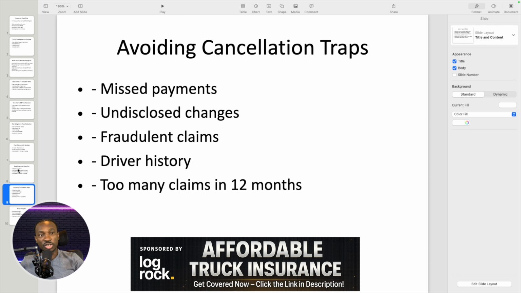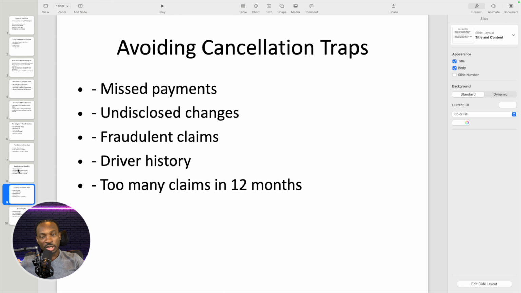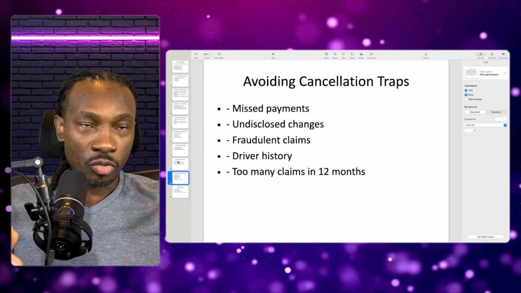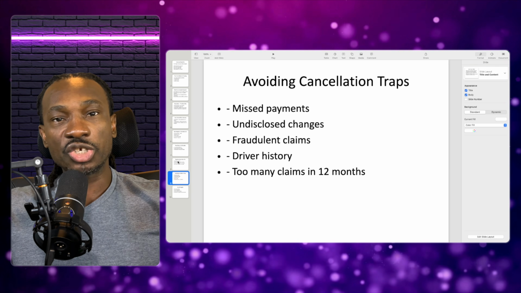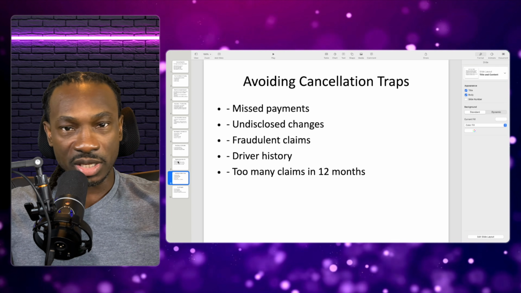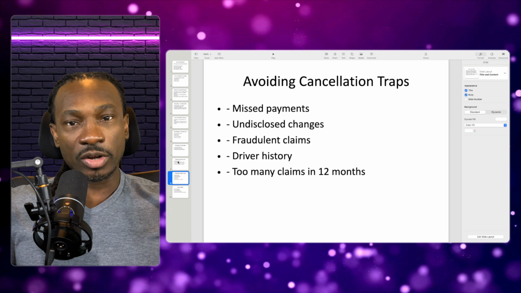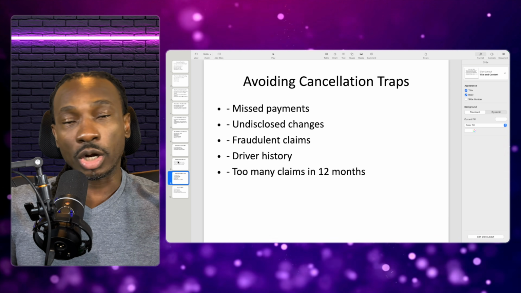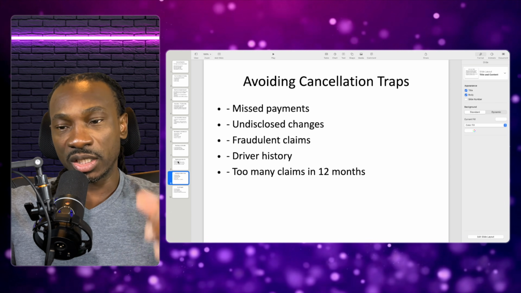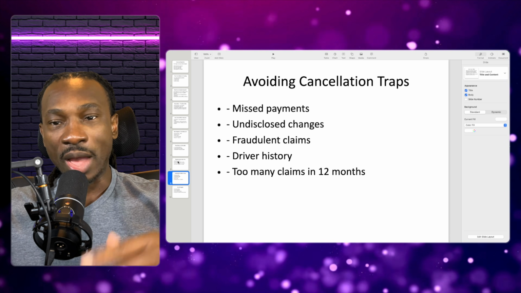And that also could be drivers, right? A lot of times, I don't know if people forget to contact their broker or the insurance company that maybe a driver quit and they hired a new driver. So you have to let the insurance company know anytime anything changes, right? So if a driver quits, you have to notify them that this driver is no longer working here, so that they can take them off the policy. If you hire a new driver, you have to let them know.